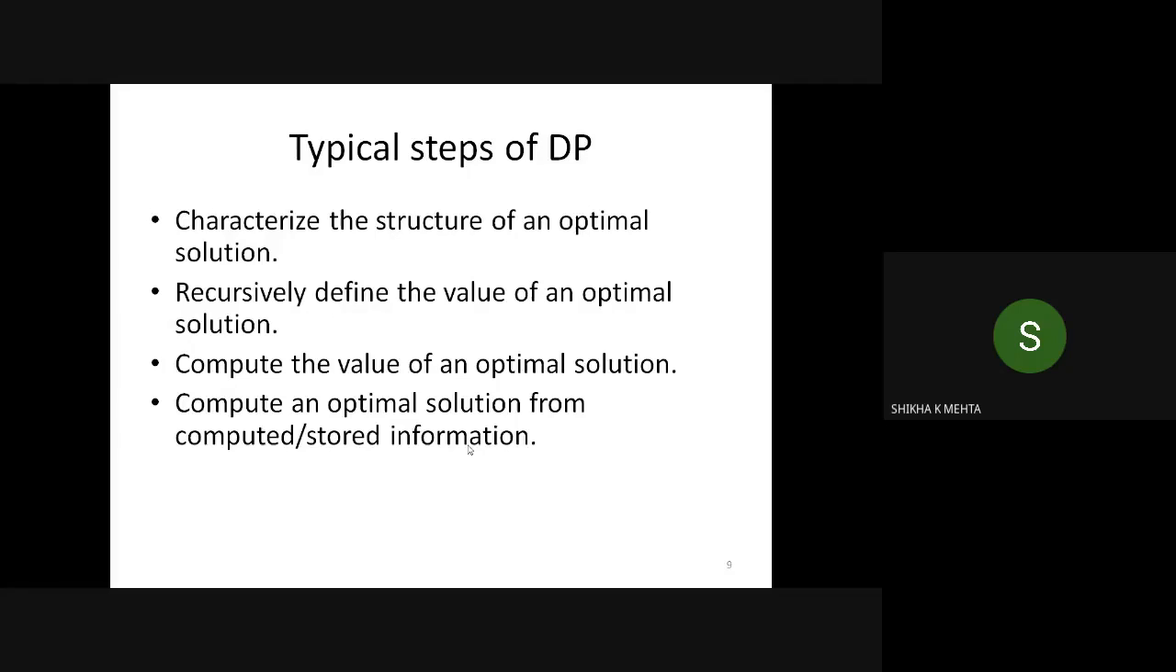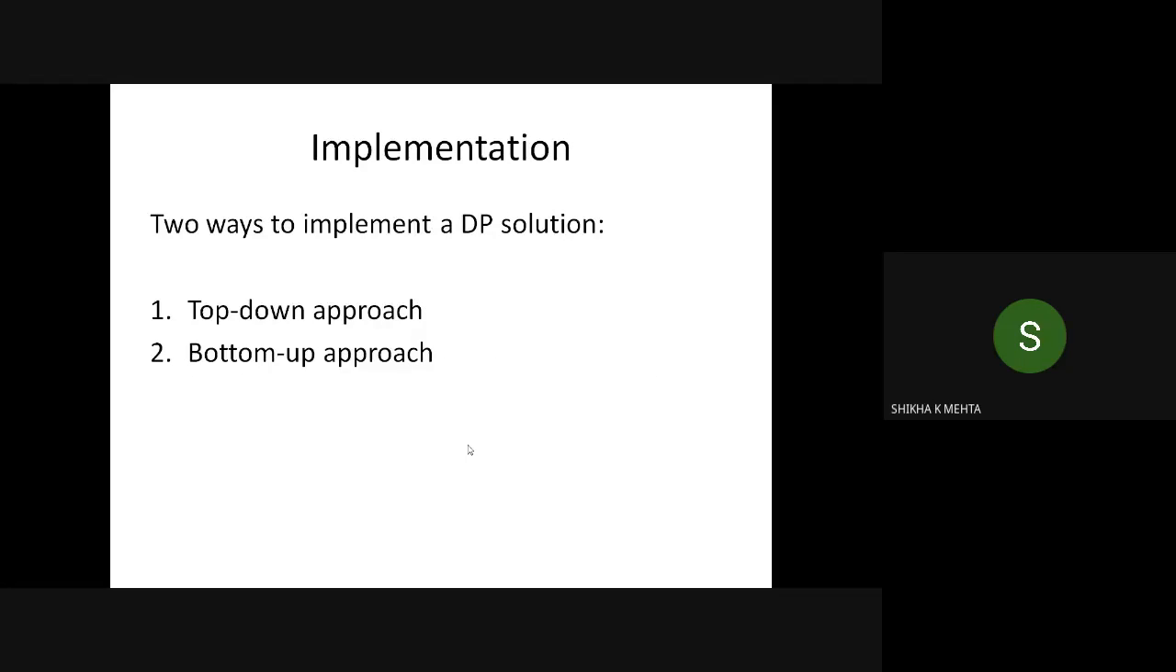So what do we do when we are applying DP? We characterize the structure of an optimal solution. We recursively define the value of an optimal solution, and we compute the value of an optimal solution. Then we compute an optimal solution from the computed or stored information. That means whatever information we have already stored will be reused, so that we don't have to perform the computations repeatedly. So the repeated computation, which is there in the recursive approach, is eliminated when we apply the dynamic programming approach. So we have two ways to implement the dynamic programming solution.